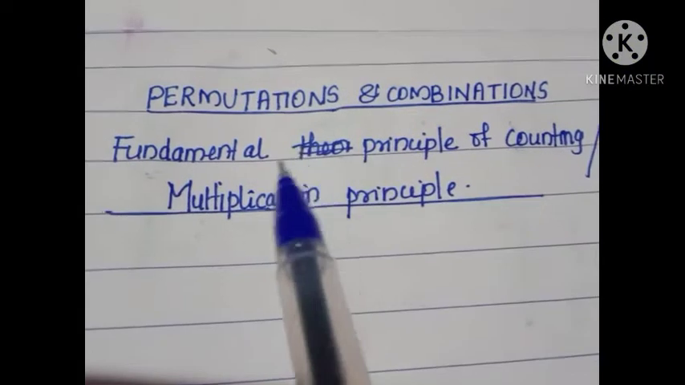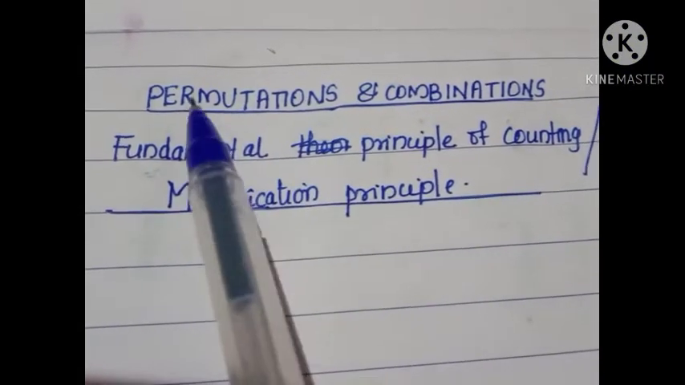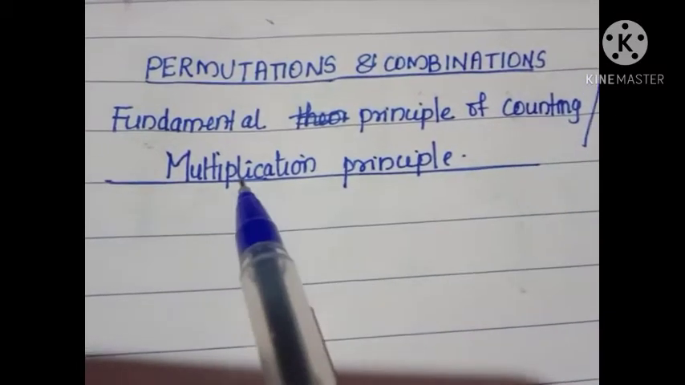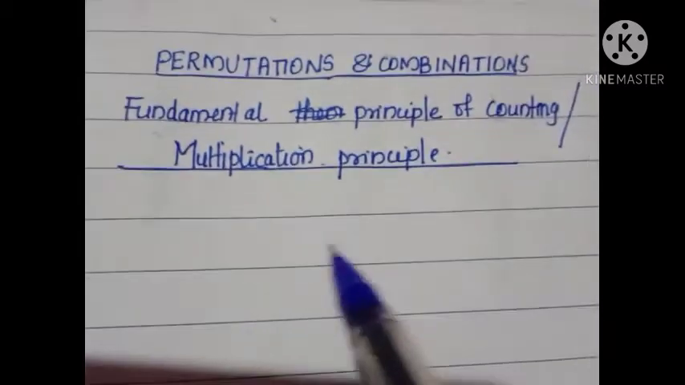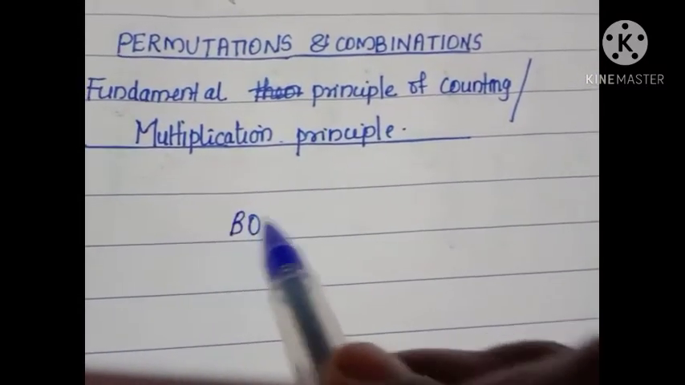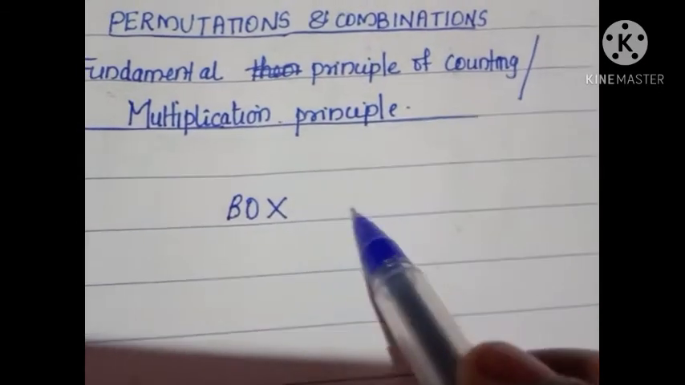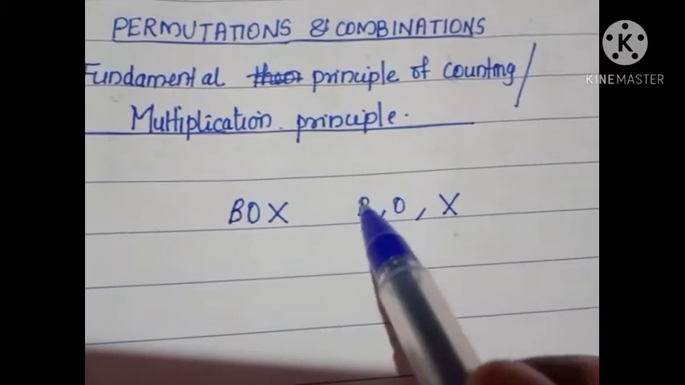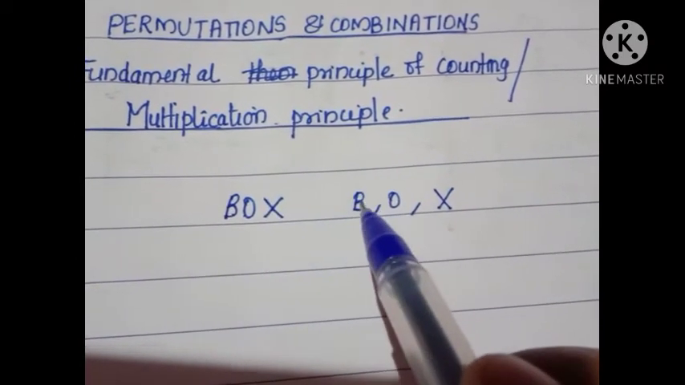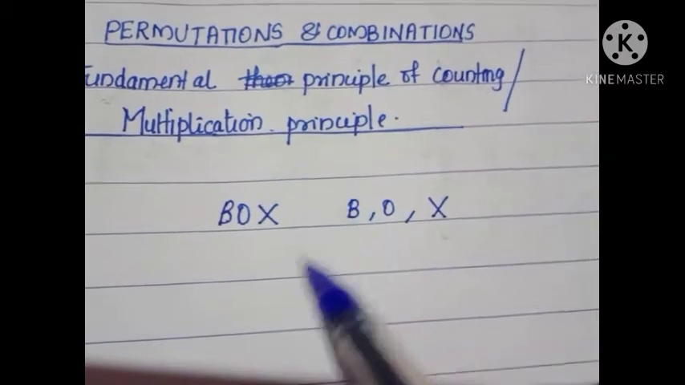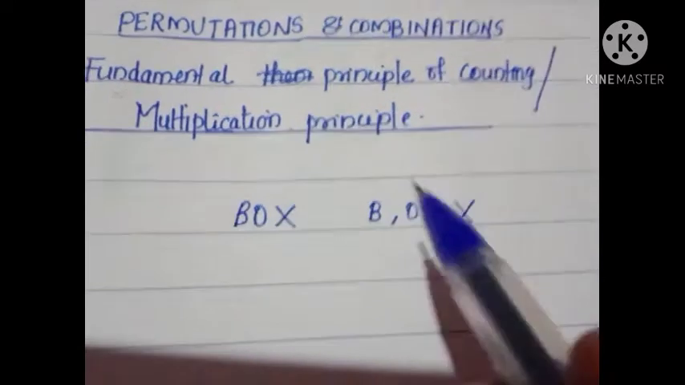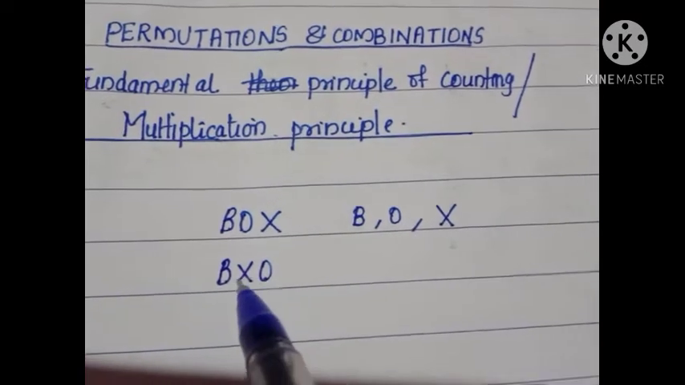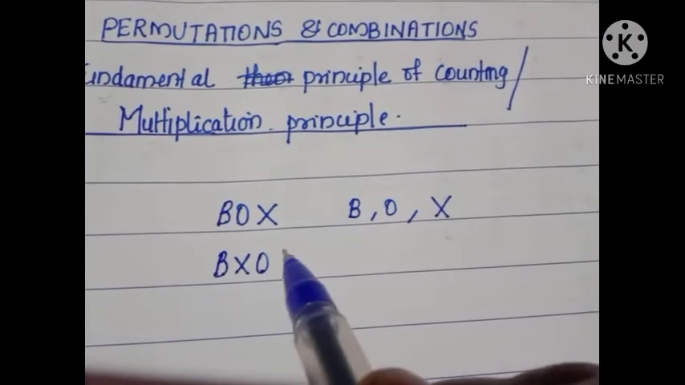Permutations and combinations. Before the discussion of permutations and combinations, let's see what is the fundamental principle of counting, or multiplication principle. Suppose we have a word BOX. There are three letters: B, O, X. Now I am going to arrange or rearrange all these letters and form a new word with or without meaning. For example, BXO. This is a word. There is no meaning, anyway consider this as a word.